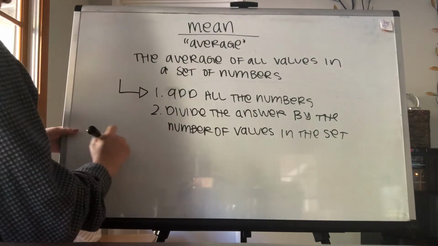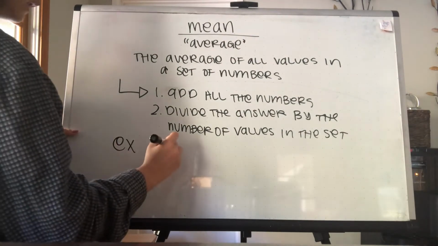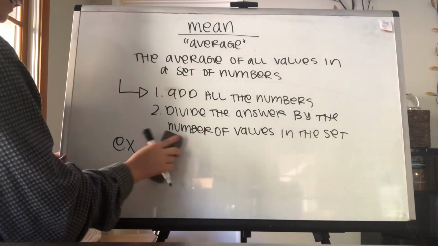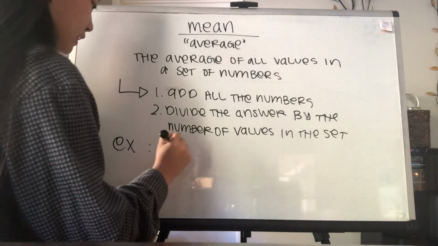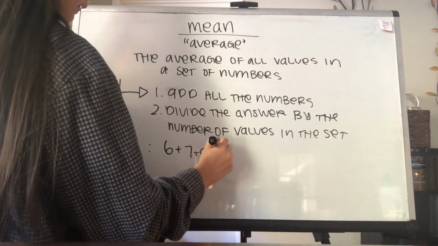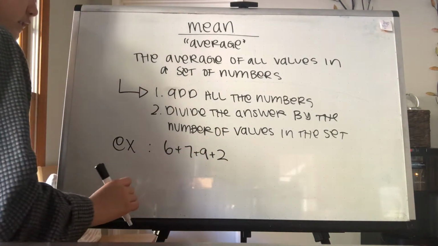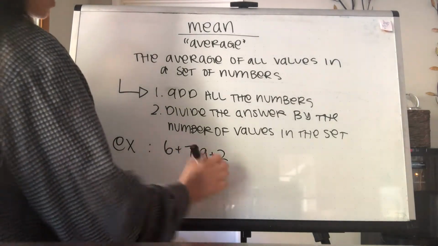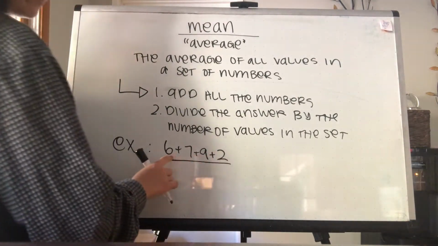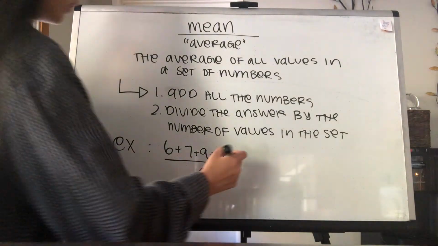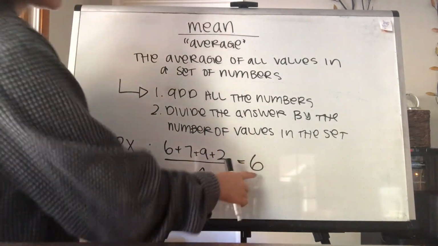So an example would be 6, oh my gosh, that's not a 6. All right, 6 plus 7 plus 9 plus 2. So we're given 6, 7, 9, 2, and then we're gonna add them up and then divide it by 4 because there's 4 numbers. And so when you do that, you're gonna get 6. So 6 is the mean.